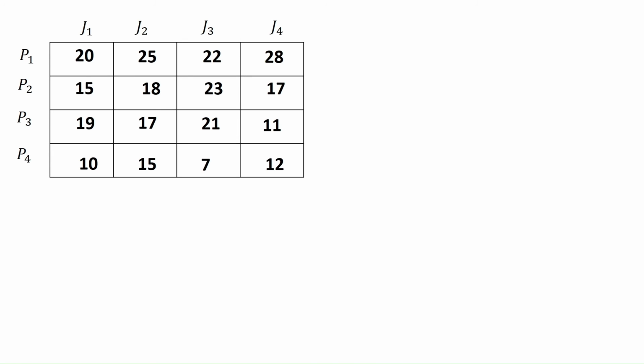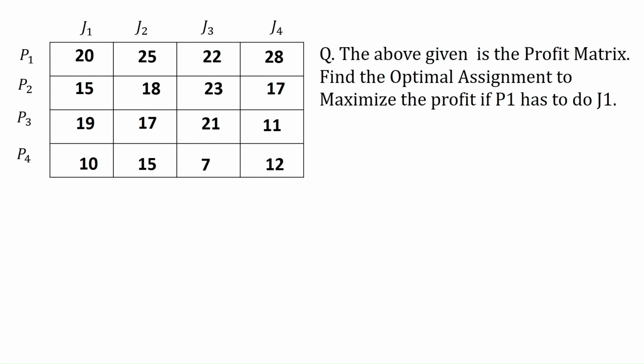So the next problem states that the above matrix is the profit matrix. Now we again have to find the optimal assignment to maximize the profit, but there is an additional constraint. The constraint is that P1 has to do job 1. So we have a constraint that P1 has to do job 1 and also the matrix is a profit matrix. So how do we do this?